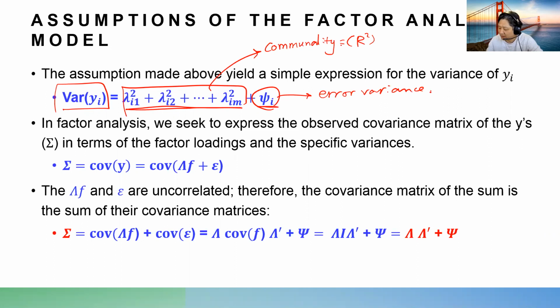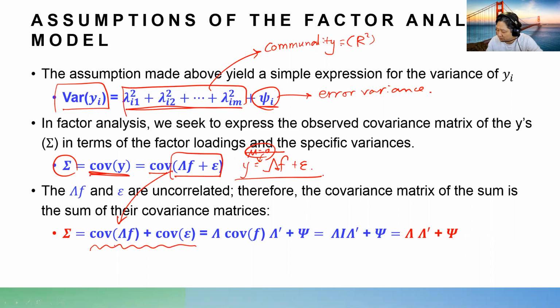And then the covariance matrix of our observed variable. Like I said, y equals lambda f plus error, right? Your mean is 0 in this case. So the covariance of this formula can be rewritten like this. Because the f and error are uncorrelated with each other, we can rewrite this one. So the covariance of factor loading times factor plus error is equal to this.